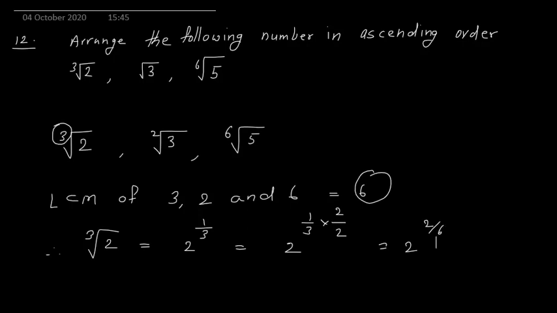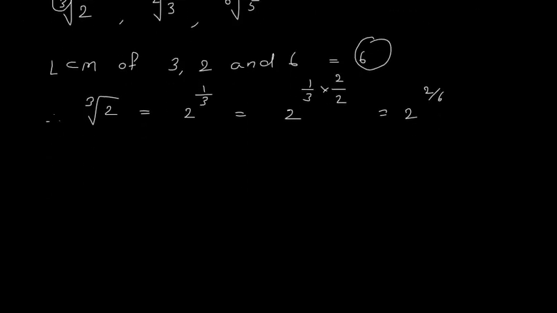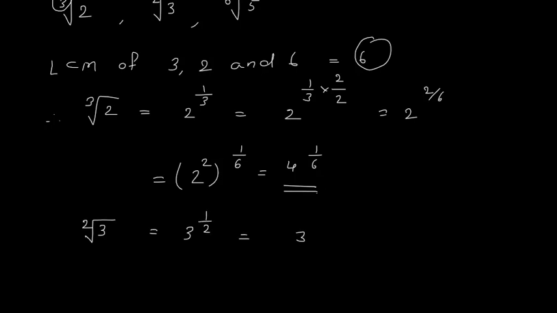Now 2 power 2 upon 6 is equal to 2 power 2, whole power 1 upon 6. 2 power 2 is 4. So this is 4 power 1 upon 6. In the same way, the square root of 3, which is 3 power 1 by 2, I will multiply this 1 by 2 by 3 upon 3. So this will become 3 power 3 divided by 6.